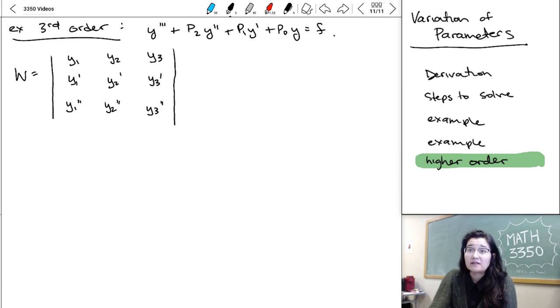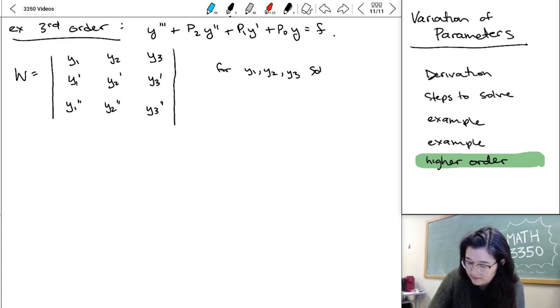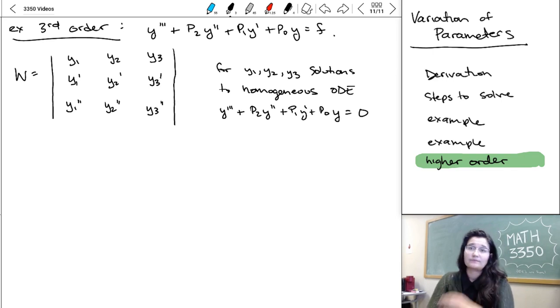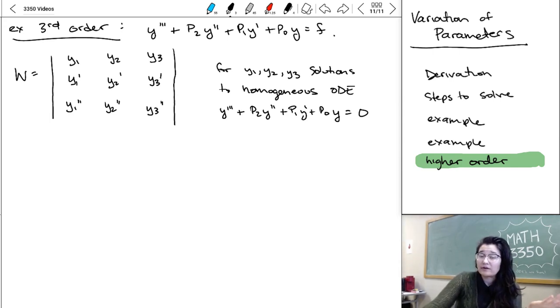And remember, we build this with solutions to the homogeneous problem. So for y1, y2, y3, solutions to the homogeneous ODE, y triple prime plus p2 y double prime plus p1 y prime plus p0 y equal to 0. So this is the same way that you would have checked fundamental solution sets for a third order equation. It's still that exact same Wronskian.